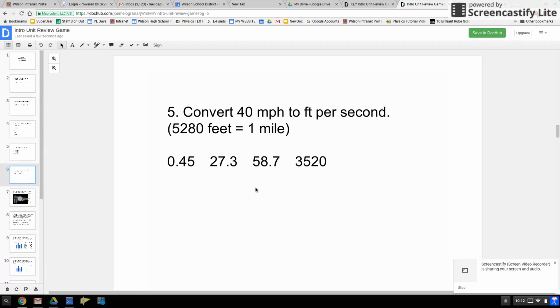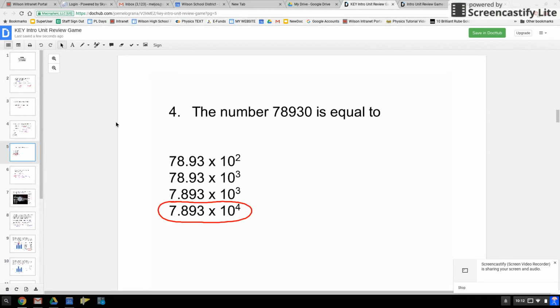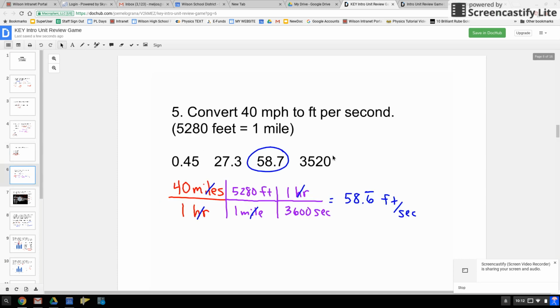Okay. Convert 40 miles per hour to feet per second. Please note that there are 5,280 feet in exactly 1 mile. Okay, here the correct answer is 58.7 when rounded to the nearest tenth.